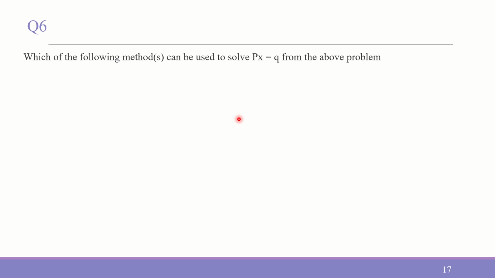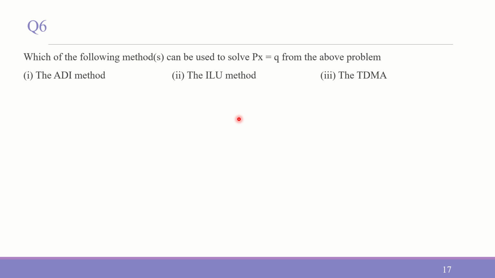That is question 6. We are into question 6 now. In question 6, what is given? Which of the following methods can be used to solve Px equal to q from the above problem? The Poisson equation was given in the rectangular domain, and now we are asked which method can be used for solving that. First one is the ADI method. Second one is the ILU method.